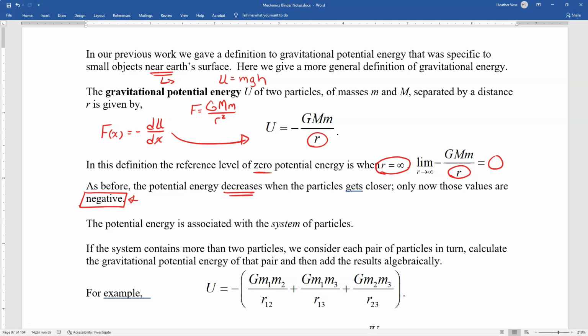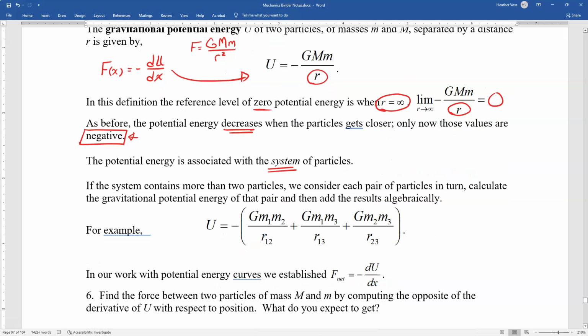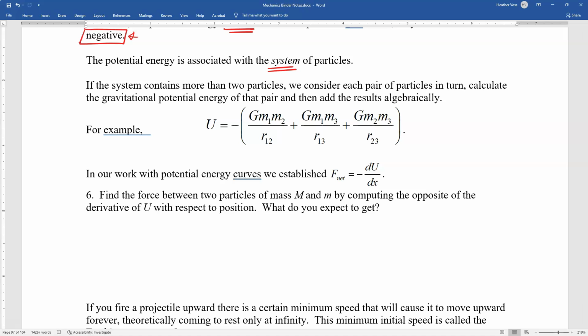Our potential energy is the energy that's associated with a system of particles. So if that system contains more than just 2, we have to play round robin when we calculate the gravitational potential energy. Here we have a situation where there are 3 particles: particle 1, particle 2, and particle 3. If I want to find the gravitational potential energy, I have to consider the gravitational potential energy between 1 and 2, between 1 and 3, and I cannot leave 2 and 3 out. I have to cover each set. Each pair has to be covered, so we have to be very careful and make sure that we cover all of those.